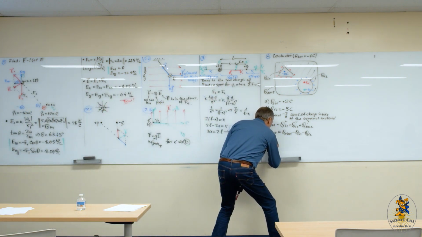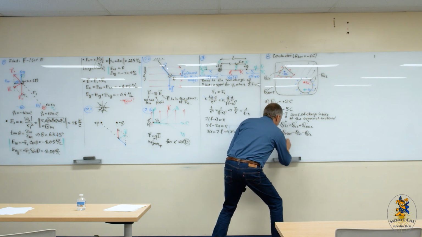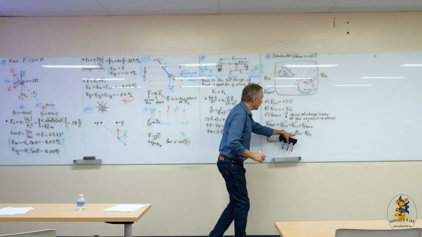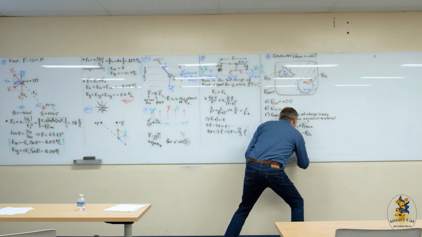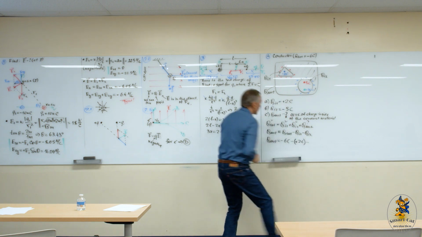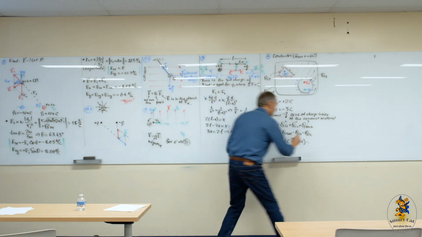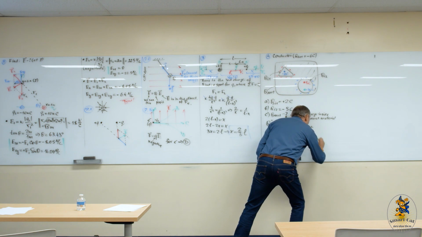So Q out equals Q total, which is minus 6 coulombs. Then minus from the formula, and this charge is positive, plus 2 coulombs. Then again, minus from the formula, and this charge is negative, so it's minus 5 coulombs.